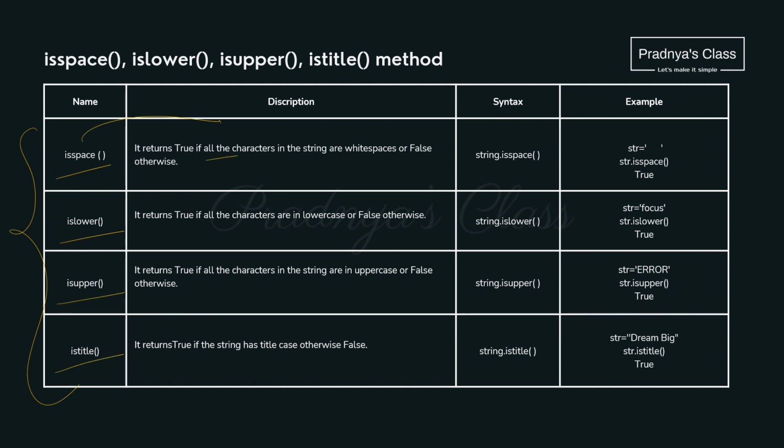Is space returns true if all the characters are white spaces. If all the characters are in lowercase, is lower will return true. The working of is upper is similar. If all the characters are in uppercase, it will return true. With is title function, we can check whether the title of the string is title case or not.